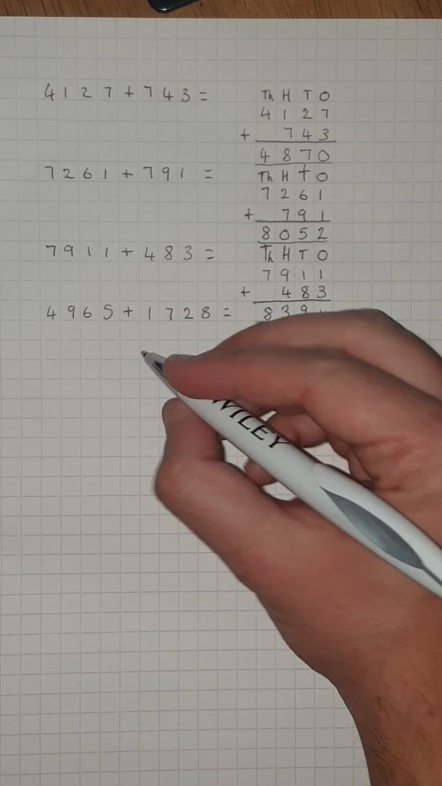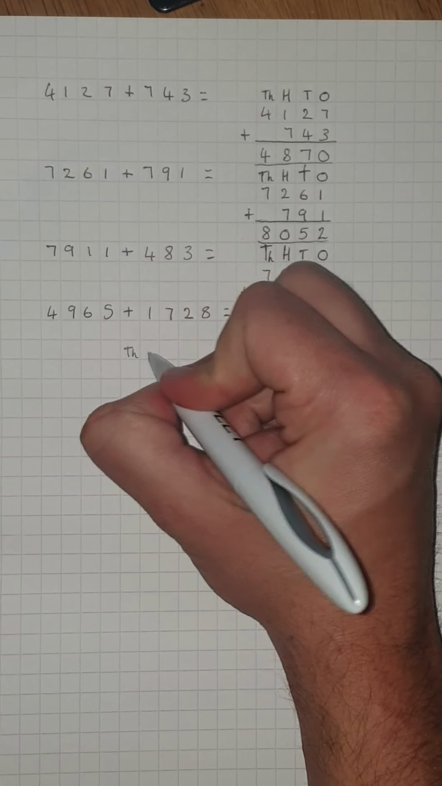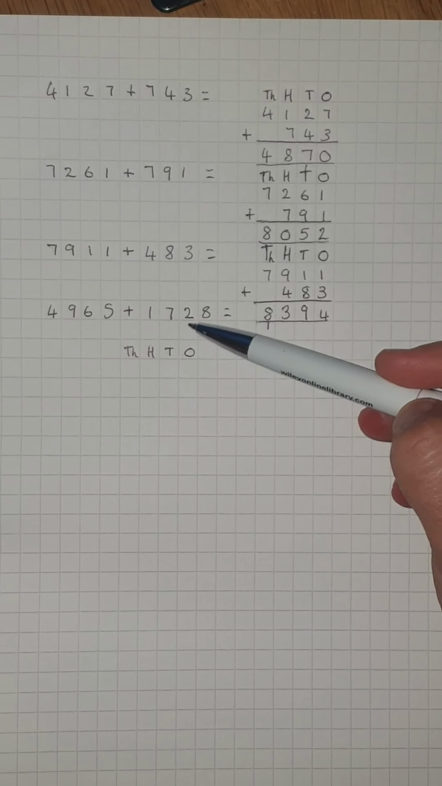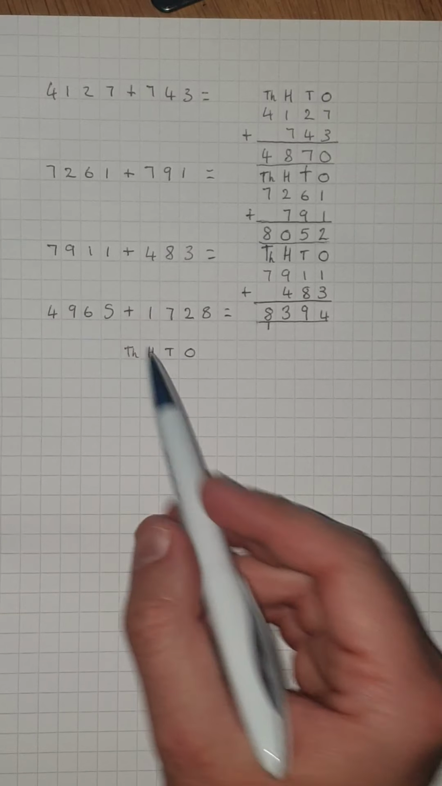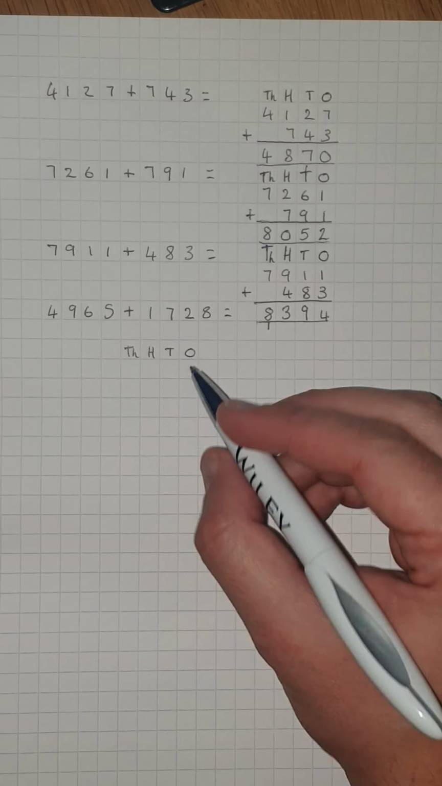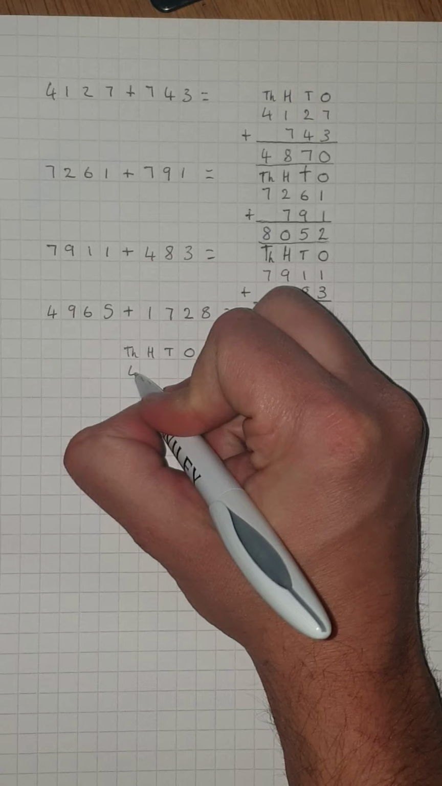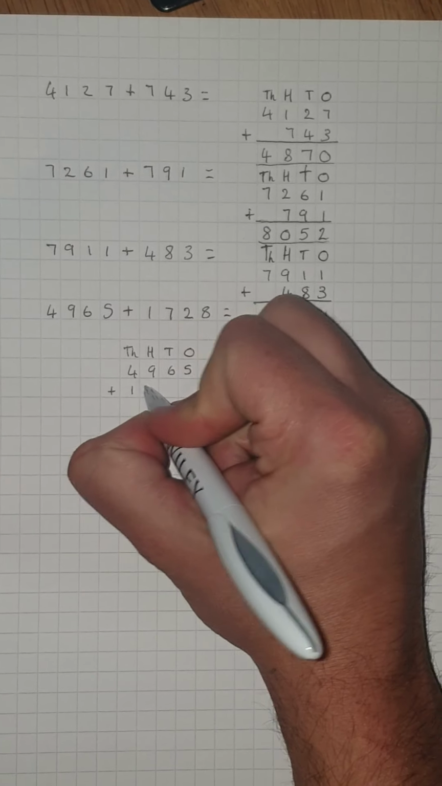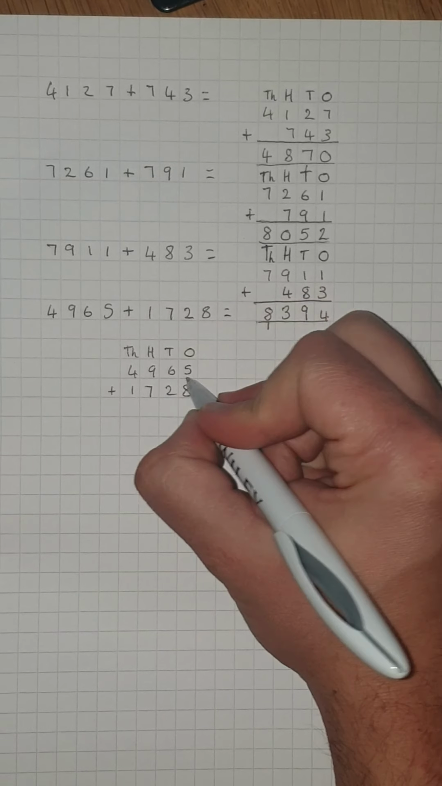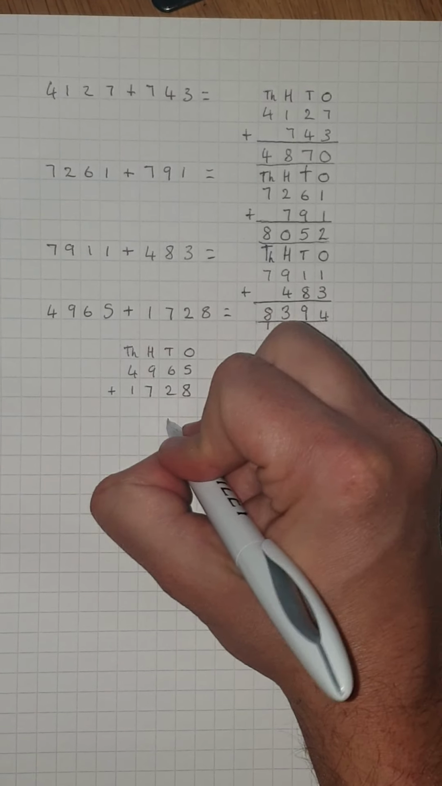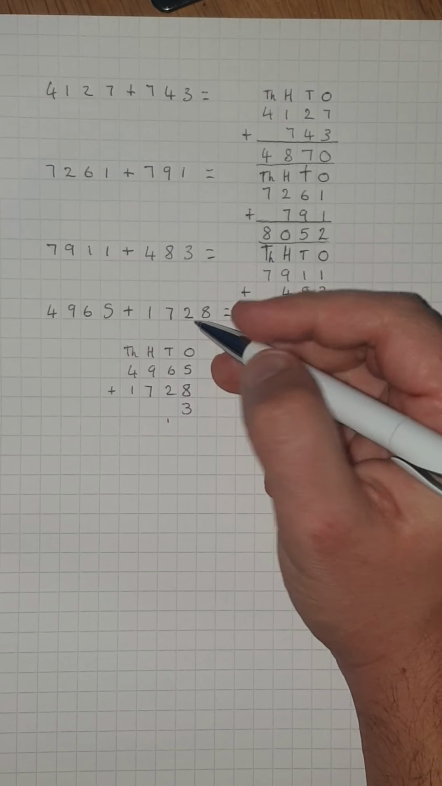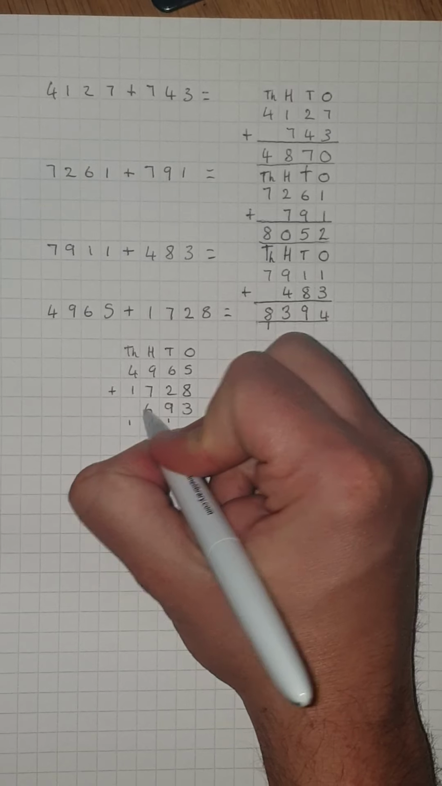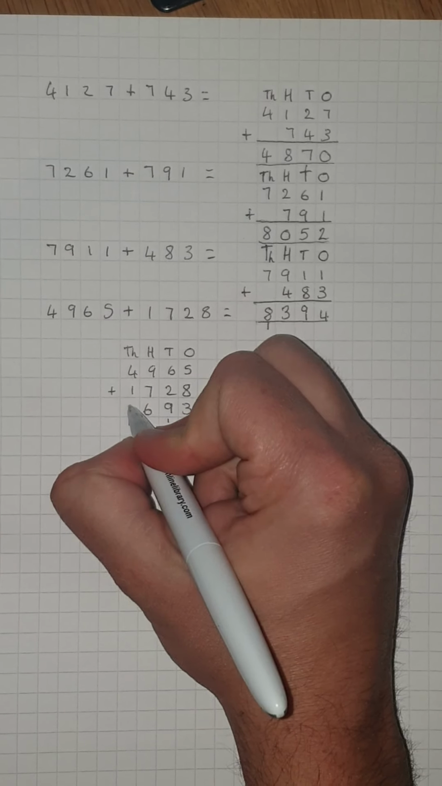And then finally, this example is going to show you thousands, hundreds, tens and ones. This example is going to show you how to exchange across a variety of columns. So 4,965 plus 1,728. 5 add 8, 13. 6 and 2 is 8 plus 1 is 9. 9 and 7, 16. 4 and 1 is 5. Add 1 is 6.